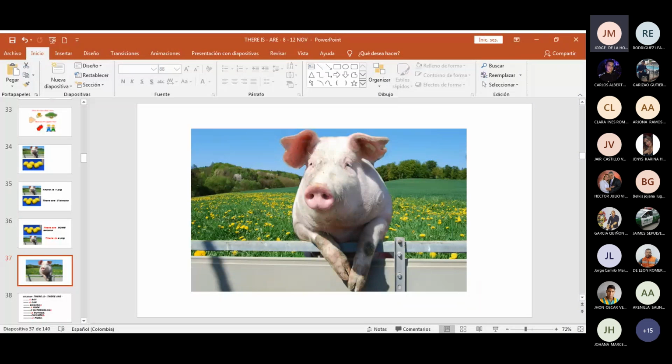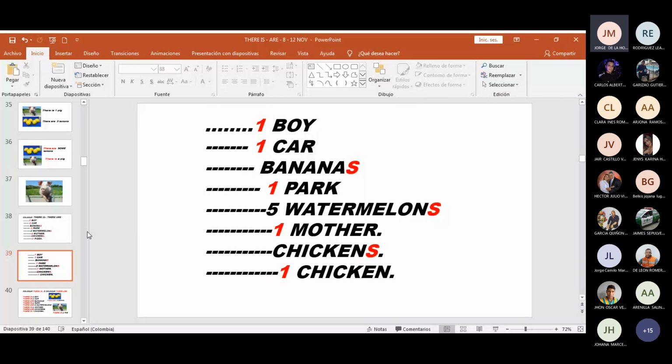Okay, students, and we were doing an activity, yes, where we are going to look at this, student. For example, look at this: one boy, one car, bananas, one park, 5 watermelons, a mother, chickens, 1 chicken. What do you use? ¿Qué utilizamos en la number 1, number 2, number 3, number 4, number 5, number 6, number 7, and number 8, student? What do we use? There is or there are? A boy. There is.